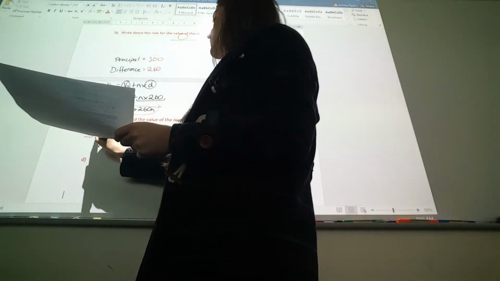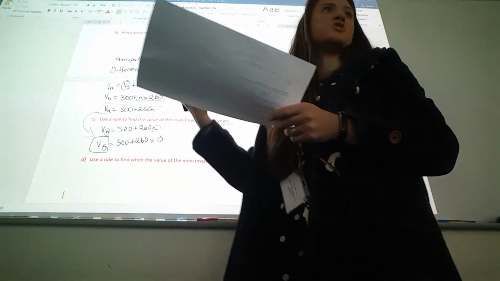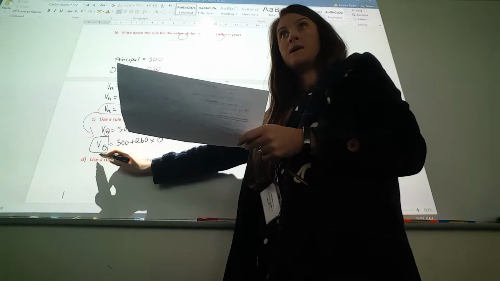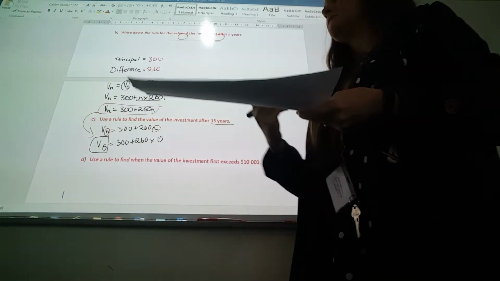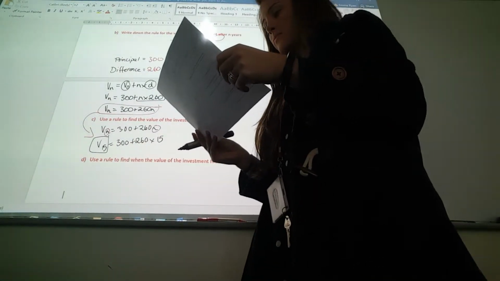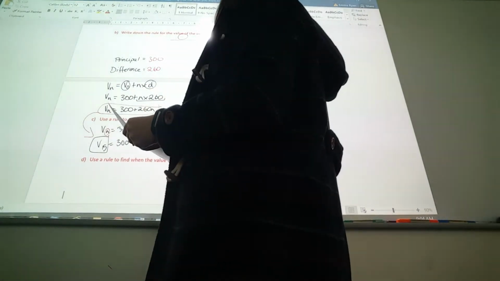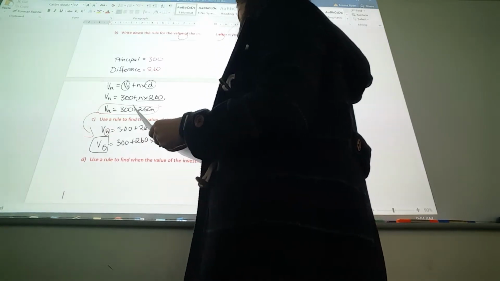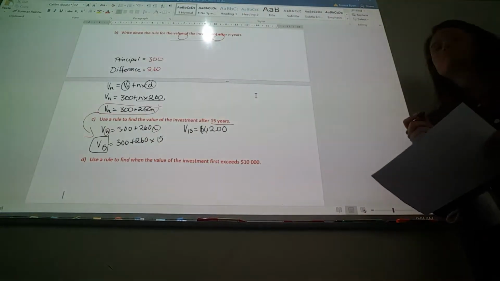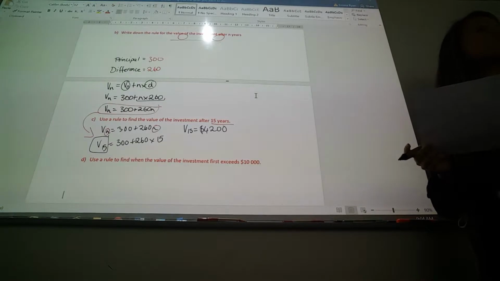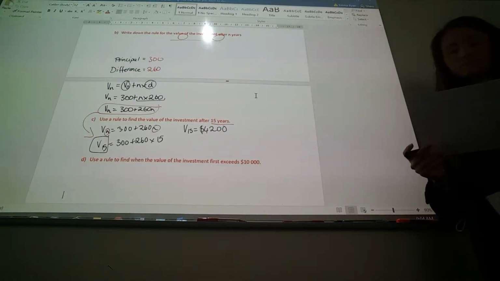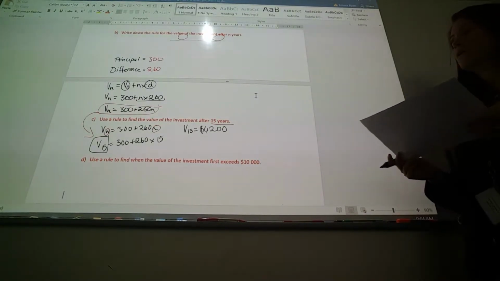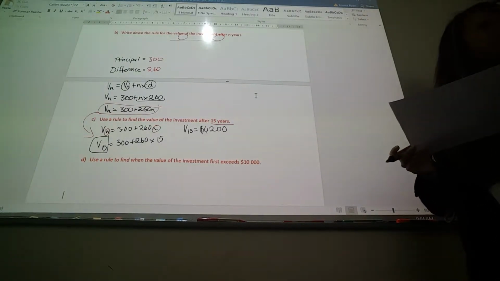We don't need to do anything with this bit. This is just telling us it's the 15th term, or the 15th year. That's all that bit at the front tells us. But we need to put it in there so that we're saying it's the 15th year. All right, so V15 was $4,200. Any questions about that one?